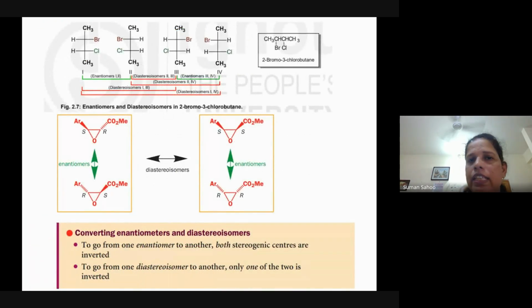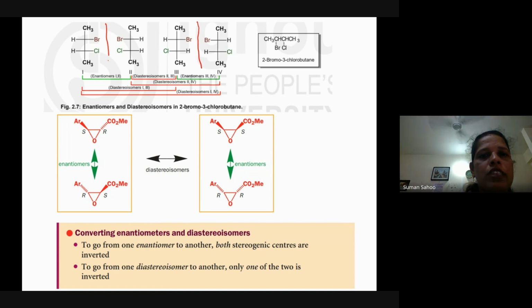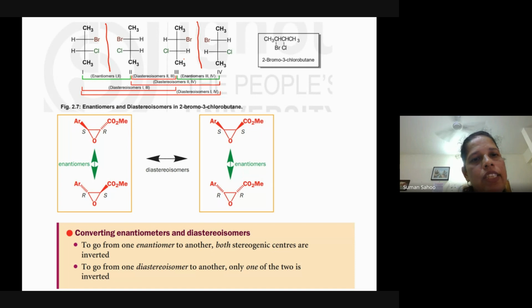Even here, if you see this 2-bromo 3-chlorobutane, 1 and 2 are enantiomers and 3 and 4 are also enantiomers because they are mirror images of each other. But 2 and 3 are diastereomers. 1 and 3 are also diastereomers, 1 and 4 are diastereomers, and 2 and 4 are also diastereomers. They are not mirror images of each other.